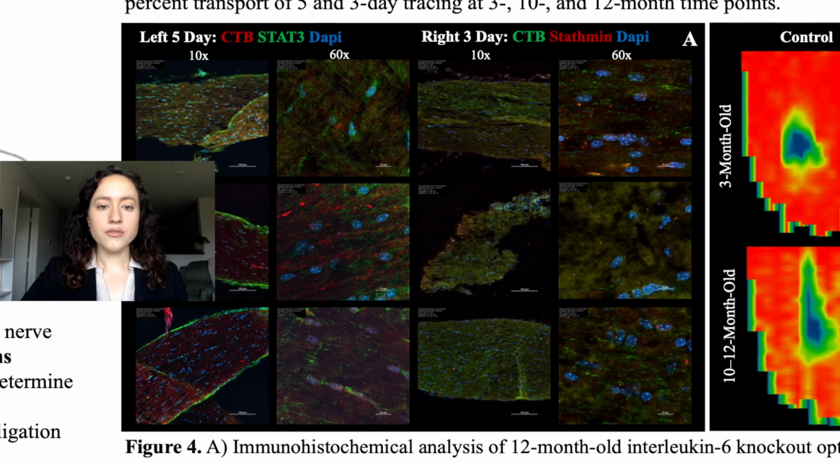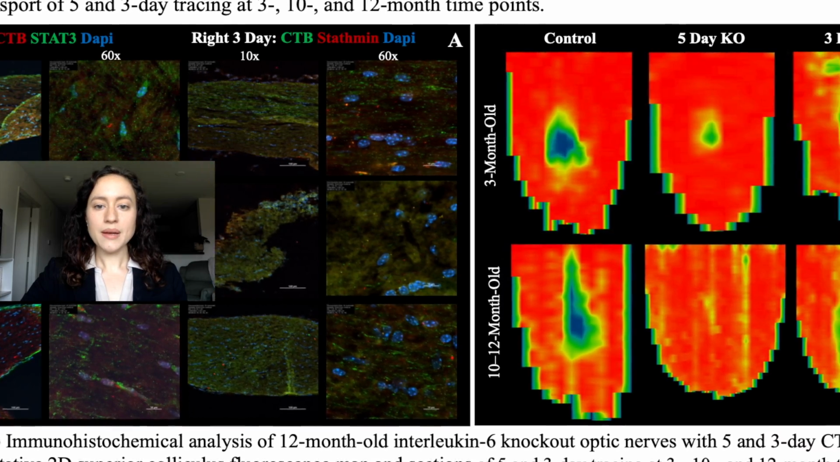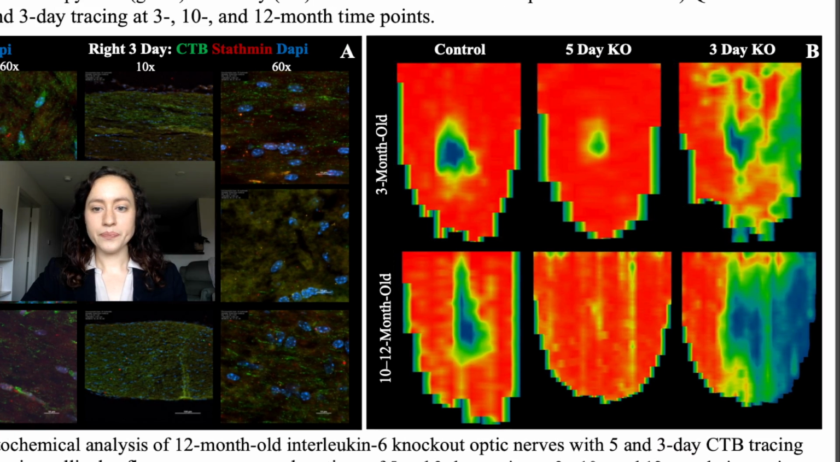Figure 4B represents heat maps of CTB fluorescence in each group. Heat maps from 3-month-old mice are on the top row, which display a visual representation of CTB transport in the 3-day control and 5 and 3-day knockouts. In the second row, the same is shown for 12-month-old animals. Again, deficits can be observed in the 3-day knockout groups and aged 5-day knockout group.